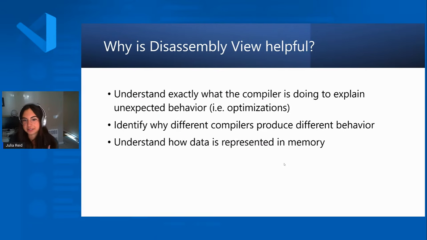Another scenario might be if you upgrade your compiler and there was a change in that upgraded compiler version that is producing different behavior with your program. In order to understand what the change is between the newer version of the compiler and the older version, and what they're doing differently, you would need to look at the disassembly view, the assembly language and machine language, to figure out what the difference is between those two versions. And then also, assembly language is helpful to understand how data is represented in memory. So that's a brief intro into disassembly view and how a C++ program is made for those who are unfamiliar with the process. And now we can dive into the actual demo.